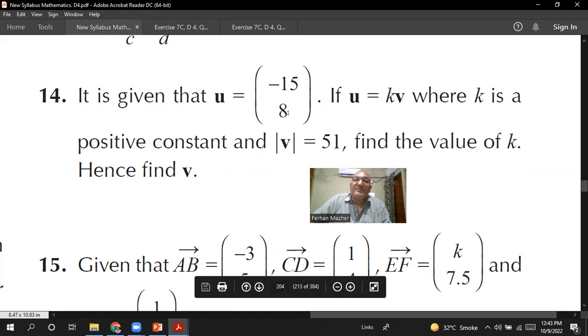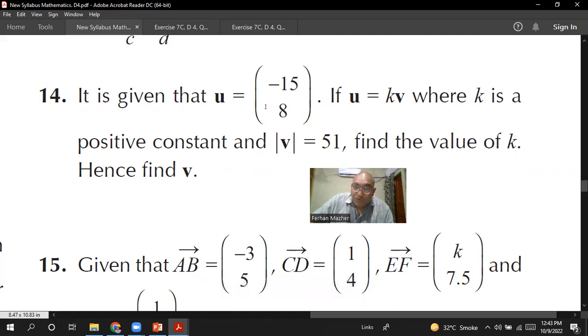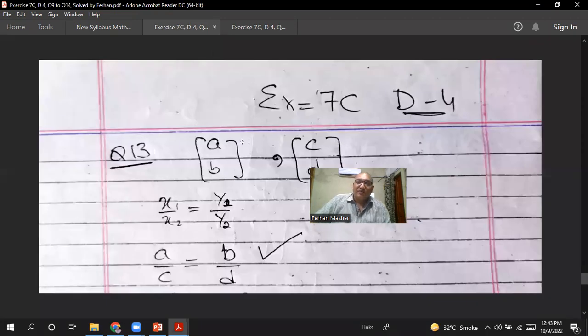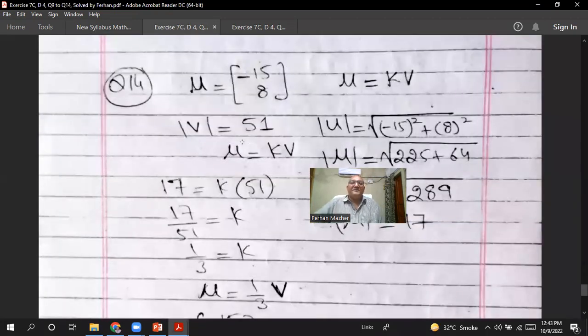First of all, I'll find the magnitude of u. I will put that in this equation, the magnitude of u and the magnitude of v, and I will find out the value of k. Once I know the value of k, then I will use the same equation. I will put the column vector of u, I will put the value of k, and I will find the column vector of v. That's the strategy. Okay, so here we go.